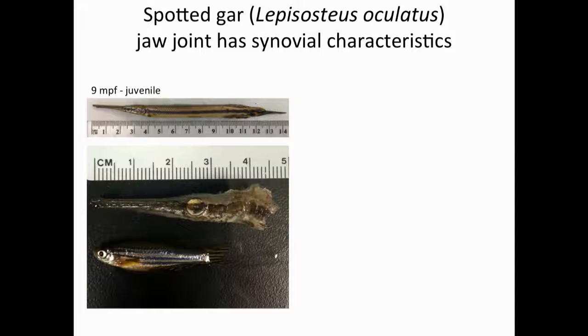And when we looked at the spotted gar, here we got some 9-month-old juvenile spotted gar from John Postlethwaite's lab. And the first thing you notice is that the gar are much larger than the zebrafish. The whole gar head is bigger than the entire adult zebrafish. And the jaw joint itself is just located right here anterior to the eye.